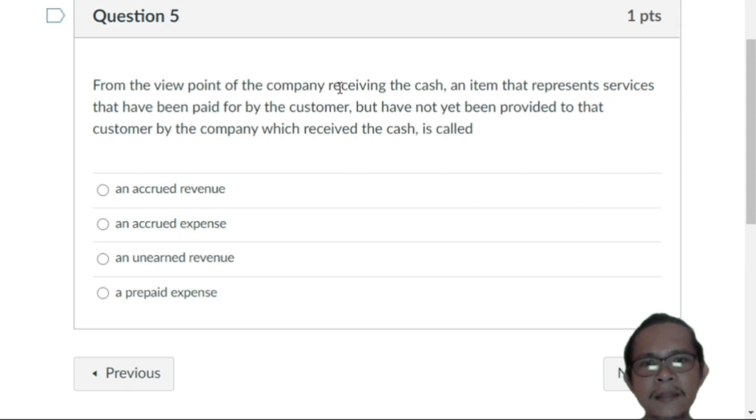O syempre, dahil services ito na tinatanong, tapos ikaw yung company na magpa-perform ng service, tanggalin na natin si expenses. Ang iwan na lang natin is yung revenue. And alam natin na yung accrued revenue is wala ka pang nakolekta pero nakapag-provide ka na ng service. Samantalang yung unearned revenue, hindi ka pa nag-provide ng service pero nakakolekta ka na. Ang tinutukoy nitong statement is the unearned revenue.